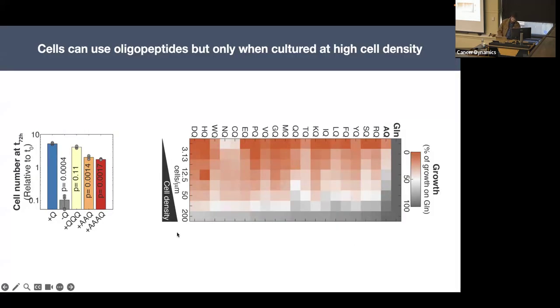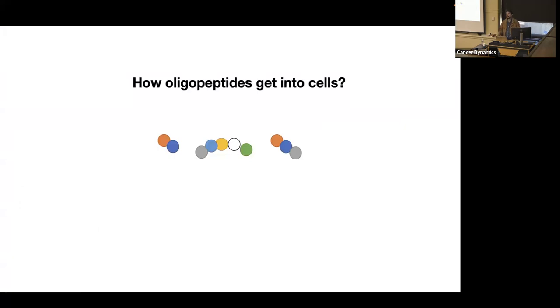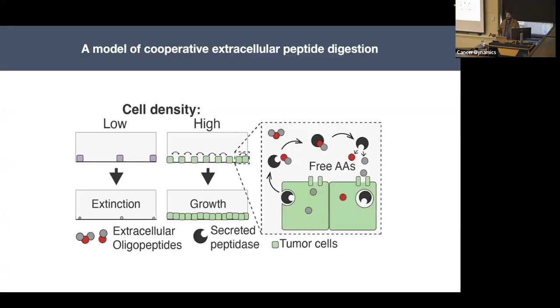As I said, you can do this with dipeptides and tetrapeptides. These are the reviewers asking us to do all these things in all different combinations. So basically, no matter what kind of oligopeptide we try, it's the same idea. Dense populations can use them completely as an alternative source of amino acids. Low populations cannot. So how do oligopeptides get into the cell? I'm just going to save you years of work and say that they do not get into the cell. What happens is that the cells secrete peptidases, which cleave the oligopeptides extracellularly, and then incorporate the amino acids that come from that collective digestion. And that's how it becomes a cooperative process.